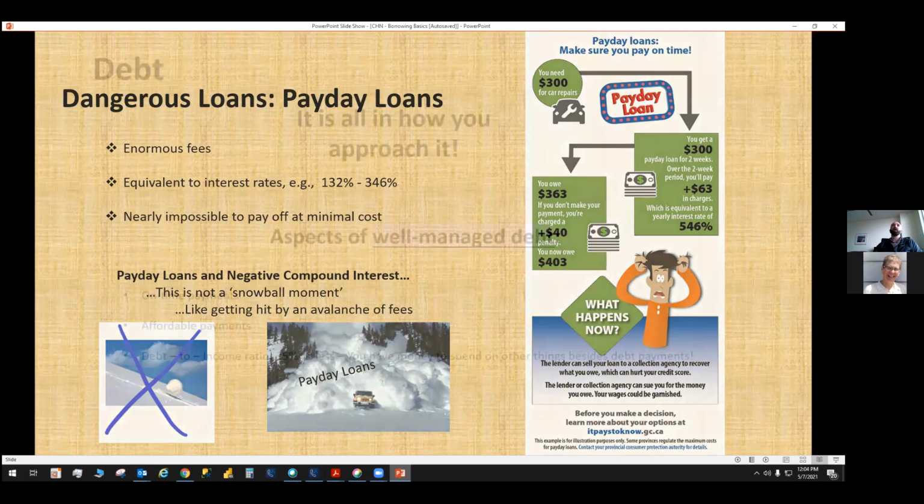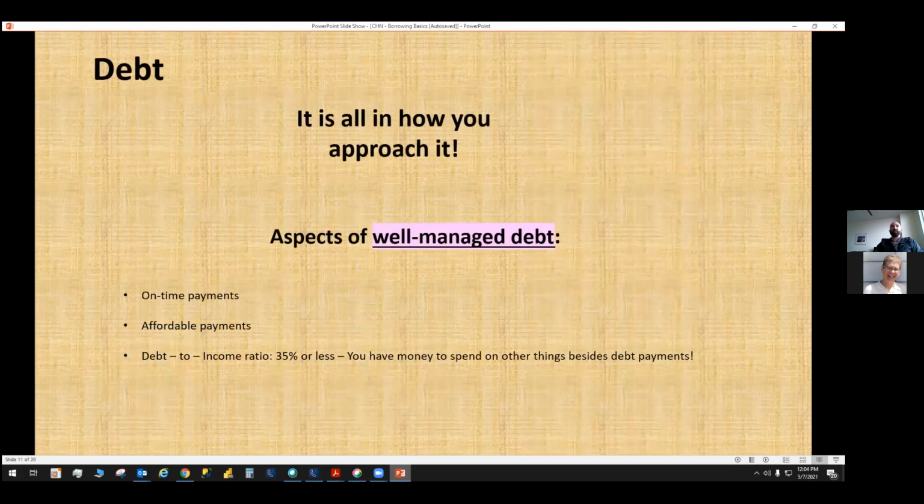So debt, it is all in how you approach it. We're going to talk about how to manage debt well. There are aspects of well-managed debt.